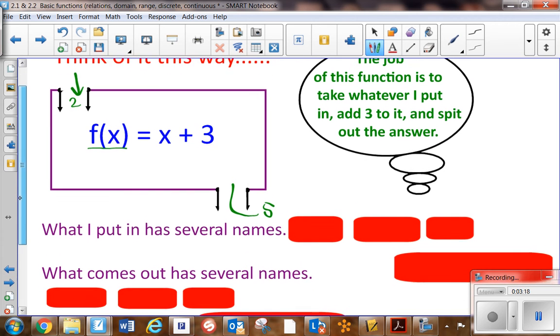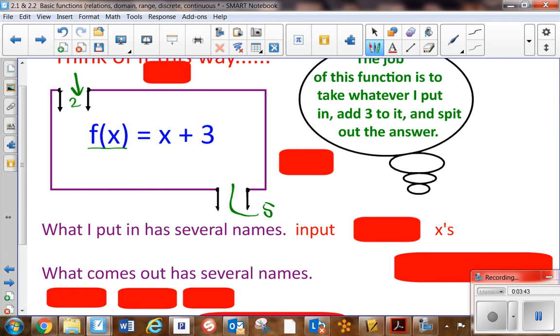So let's talk about this input and output. What you put in has several names. The first one is input. Just from what you know of the past, what other things can you call this thing that comes in? Any ideas? Let me ask you this. Do you put the X in or do you put the Y in? You put the X in. So your X's are your inputs.